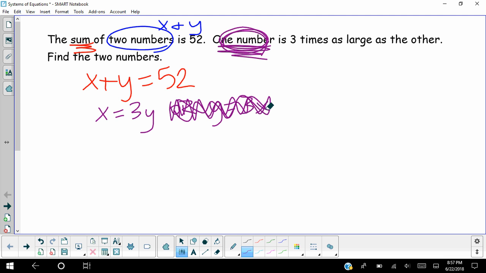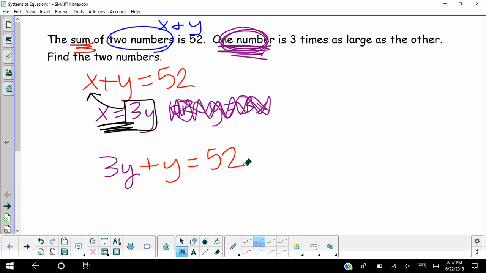So now we have a system of equations because we have two variables that we're trying to solve for, and we have two equations that involve those variables. And my options at this point are substitution or elimination. Noticing that this one is already solved for x, I'm just going to take this 3y and substitute it into the first equation whenever I see an x. So my first equation is going to turn into 3y plus y equals 52. So that means 4y is equal to 52. And then dividing both sides by 4, y is equal to 13.